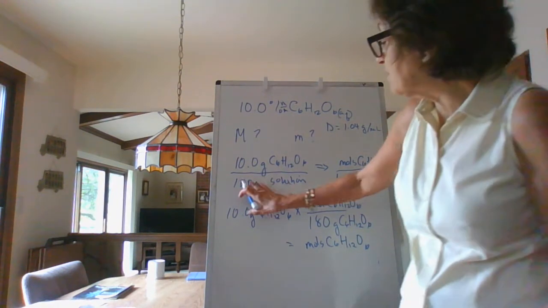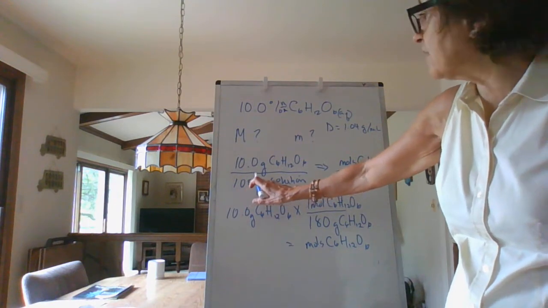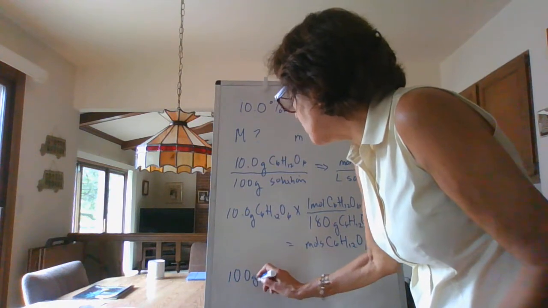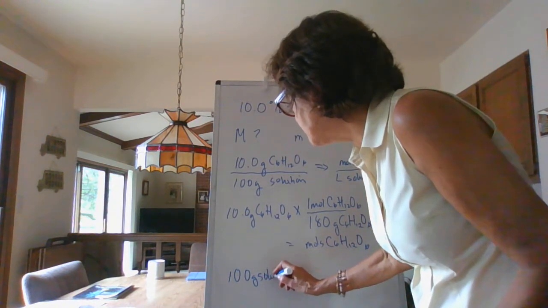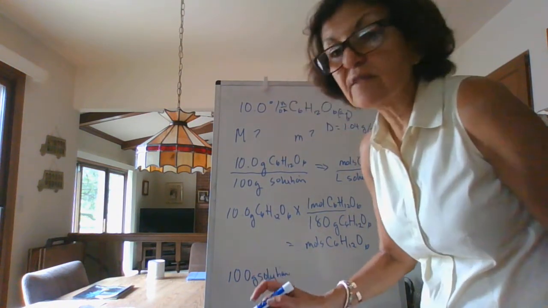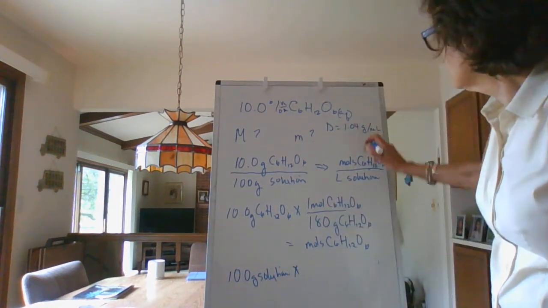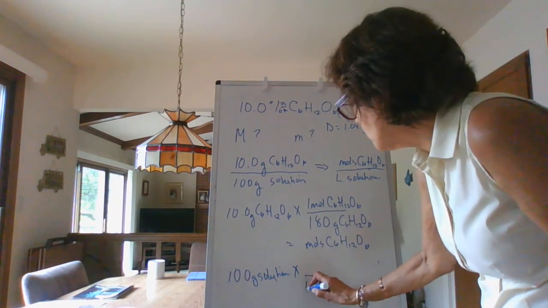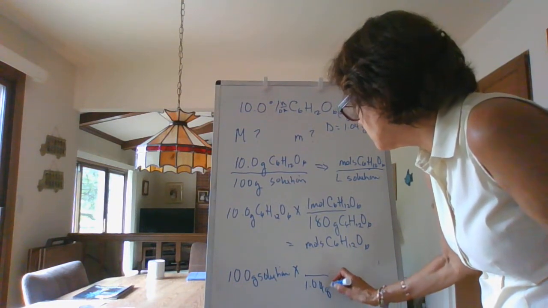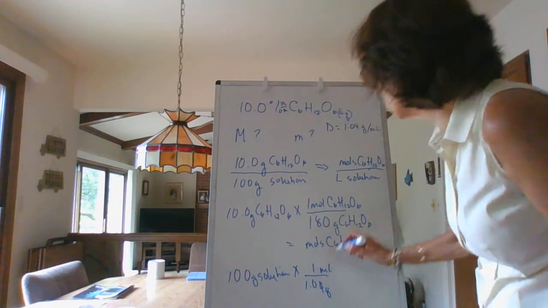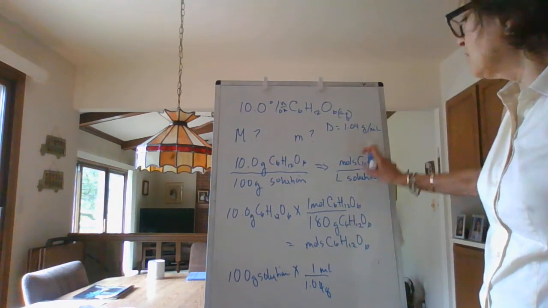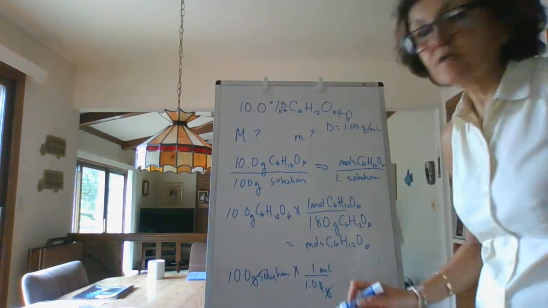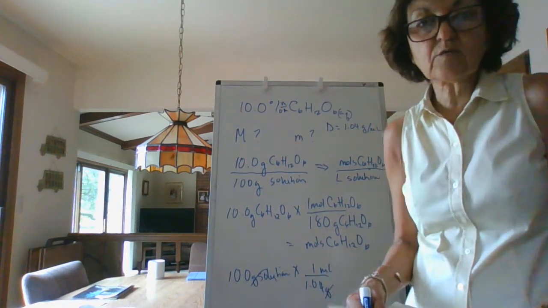And then I'm going to take this thing down here, this 100 grams of solution, and I want to convert it to volume. So I'm going to go 100 grams of solution, and I'm going to use the density, flip it over, 1.04 grams per 1 mL. I'm flipping it over so that your grams cancel and you end up with milliliters. You guys see what I'm doing here?